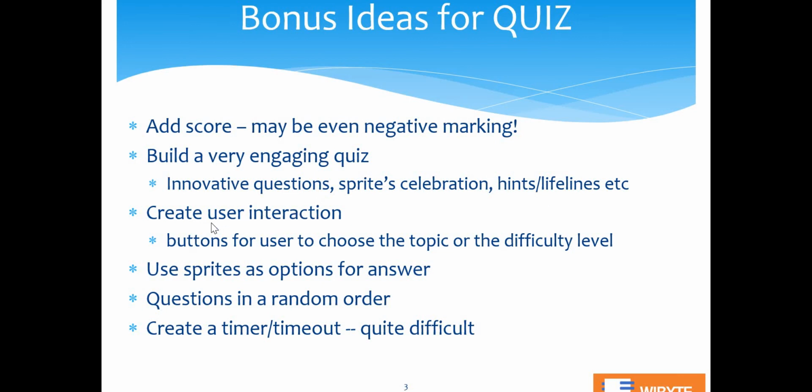The third idea could be a kind of extension of this. You could create what we call user interaction. So for example, you can create buttons for the user to choose, for example, what topic he or she wants to play, or perhaps the difficulty level. So maybe if you pick up one topic, maybe let's say sports, so you can say easy questions, medium level questions, and hard questions, right? Now this will require you to learn how to control the flow of the program using button clicking.